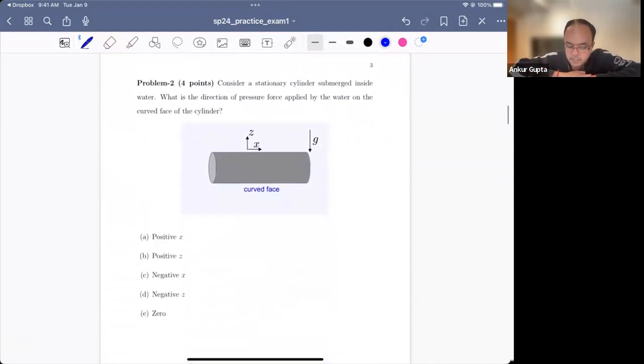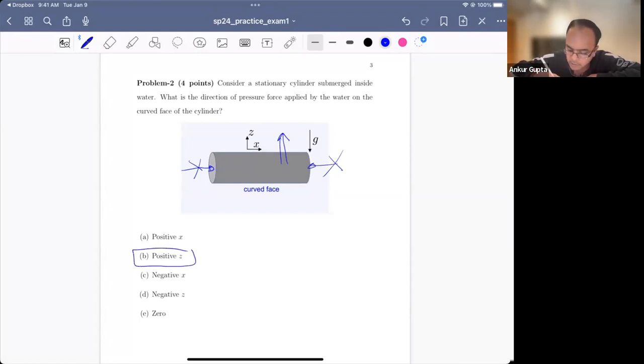Okay, so now it says consider a stationary cylinder submerged inside water. So there's something about buoyancy force you can think about. It says, what is the direction of pressure force applied by the water on the curved face of this cylinder? So we have this curved face of the cylinder like this, right? This whole side. And we know there are 3 faces of the cylinder. There will be one face here, one force applying here, and then the net force on the top. The horizontal force will cancel out, and the net pressure force, as we know by water, should be buoyancy force, and that should be pointing upwards. So the net force should be upwards. So it simply should be positive C.